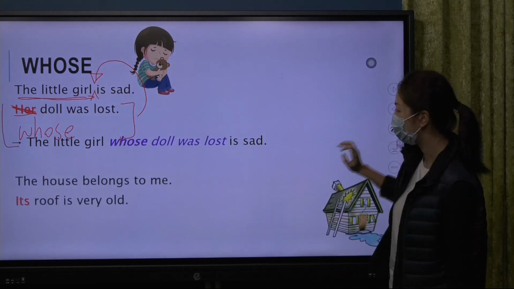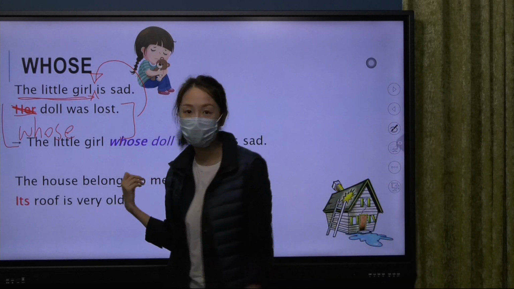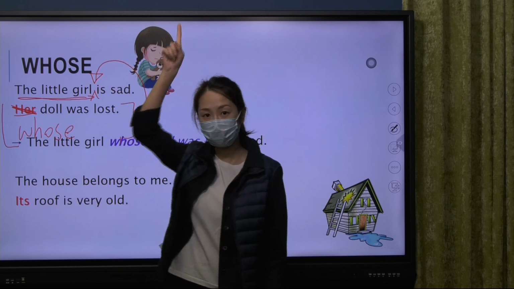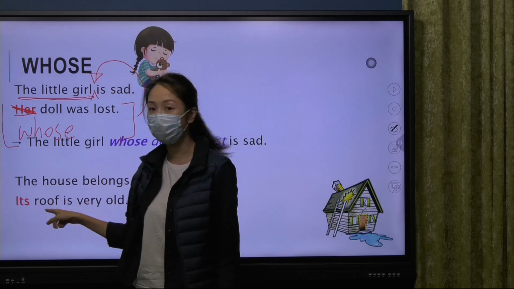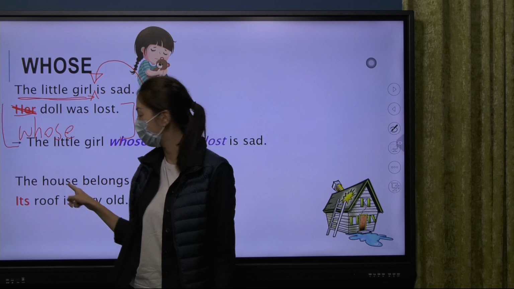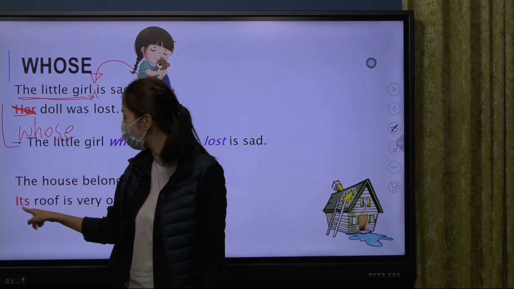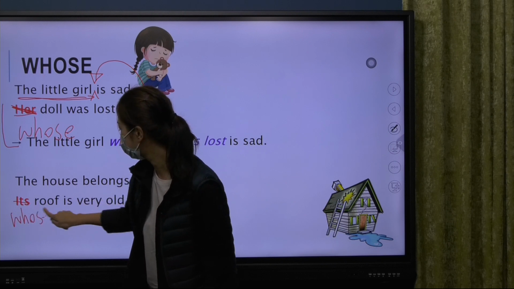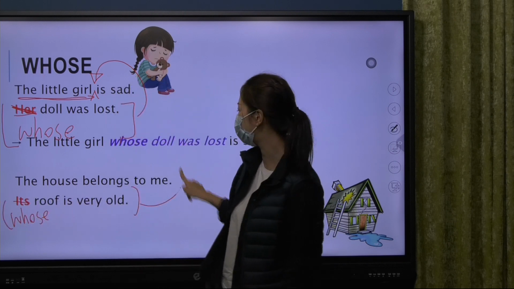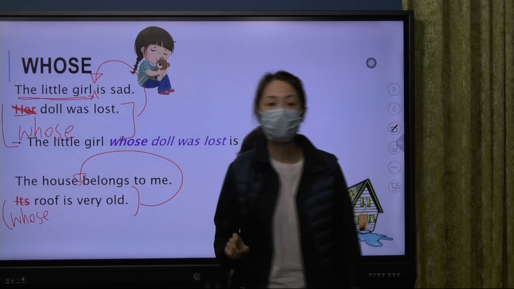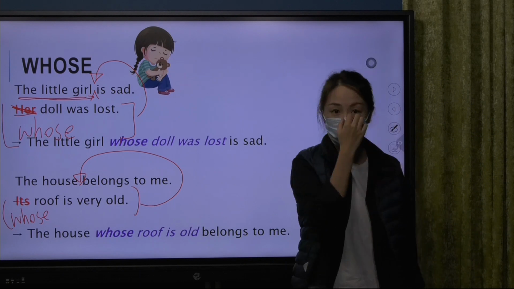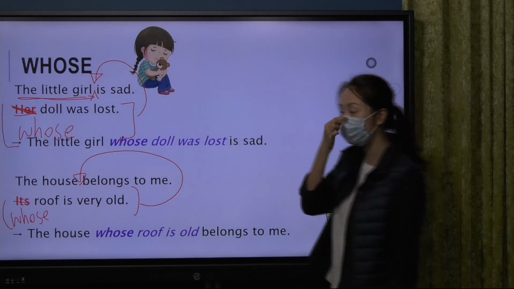Okay, one more. The house belongs to me. Its roof is very old. Roof, 屋頂啊. So its roof, whose roof? The house's roof. Okay, so we change its into whose. And the relative clause should follow the common word. So the new sentence is: the house whose roof is old belongs to me.